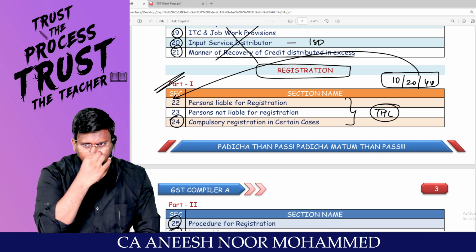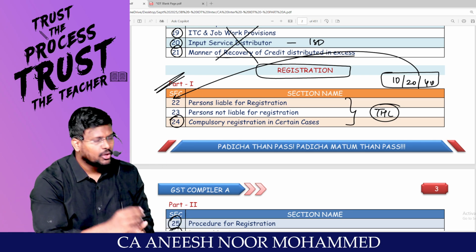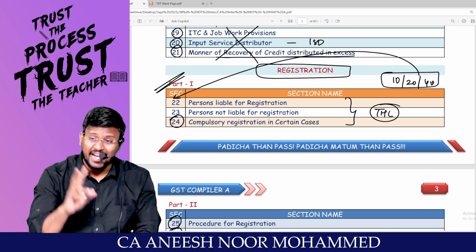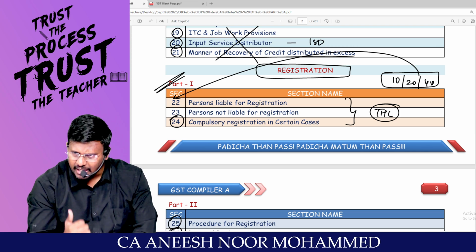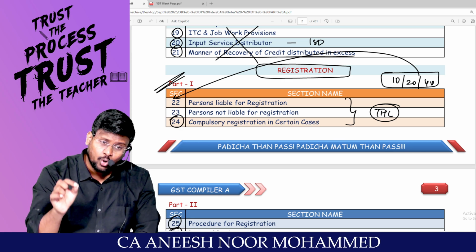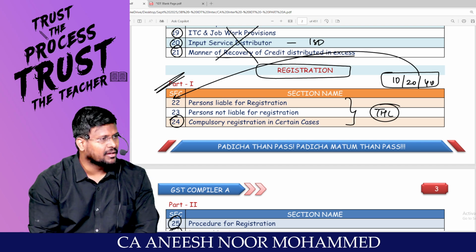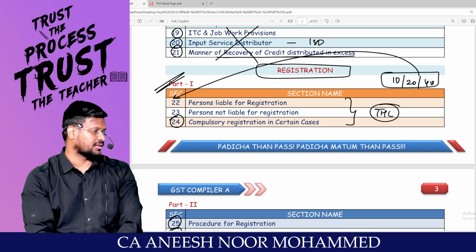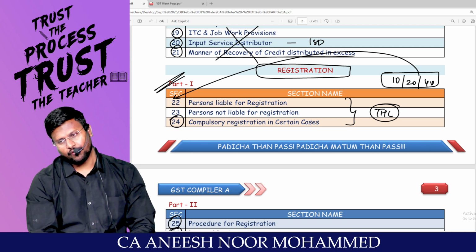If your aggregate turnover exceeds the threshold limit of either 10 lakh, 20 lakh or 40 lakh, you are liable to take what? Registration. As per section 22, that is the person liable for registration. Sir, even though my aggregate turnover exceeds 10 lakh, 20 lakh, 40 lakh, can I not take registration? As per section 23, that is not liable for registration.